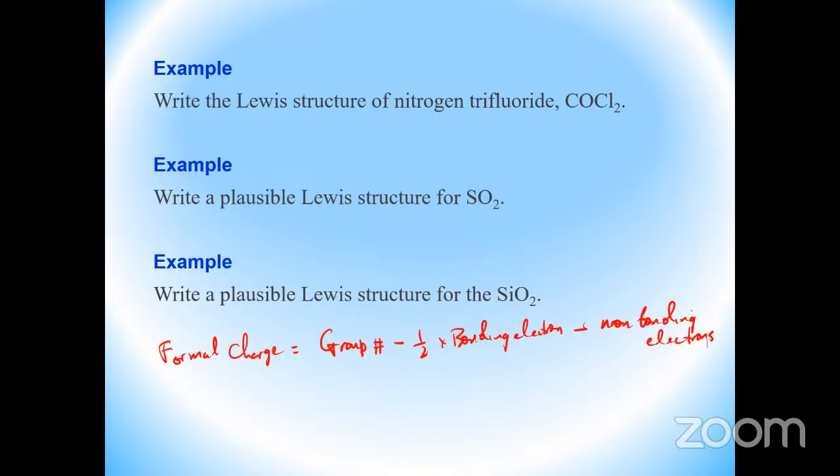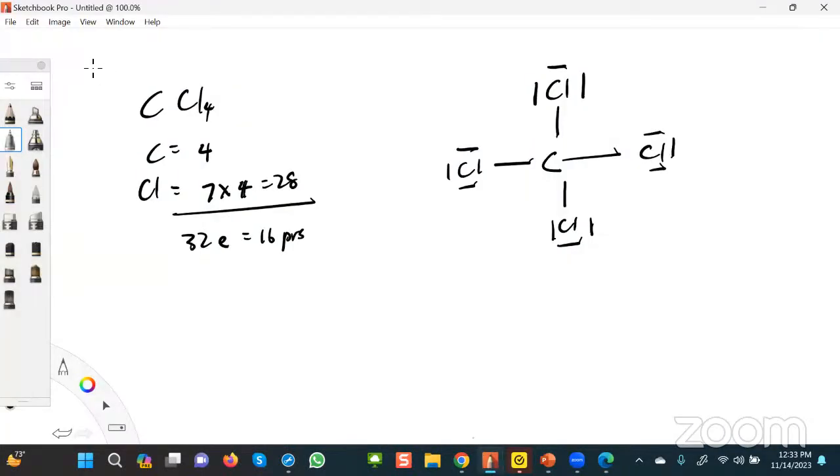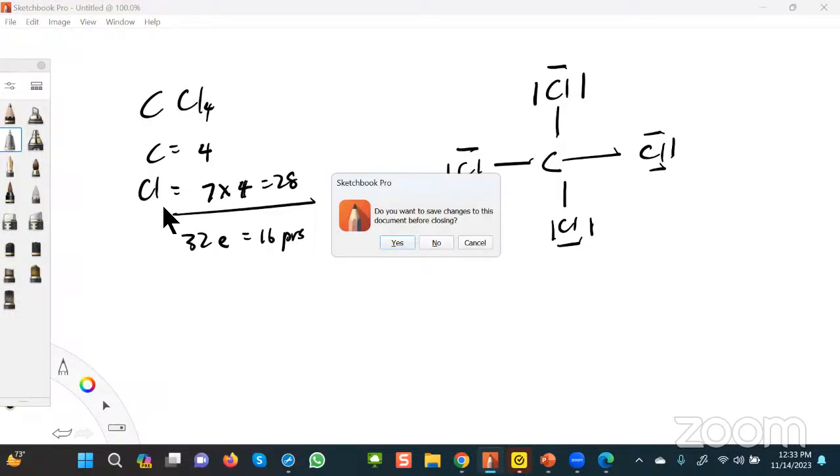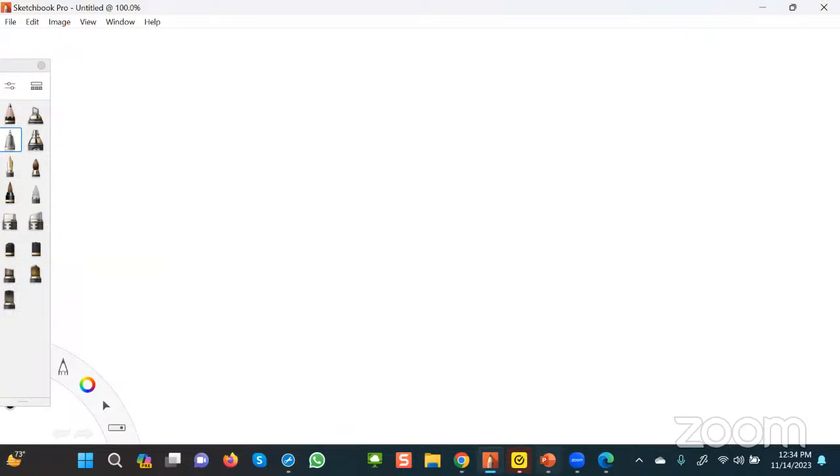All right. So let's move on to the second one. And the second one is kind of important because, as you're going to see, there are some situations where an atom can have more than 8 electrons on its outer shell when you draw the Lewis structure. So for the second one, it is sulfur dioxide, right?